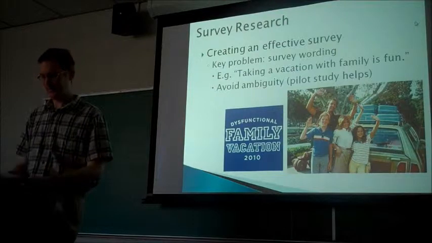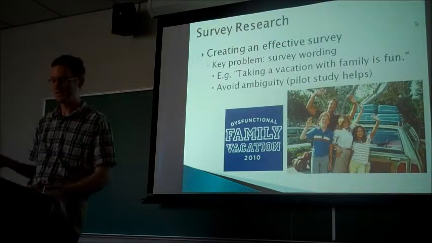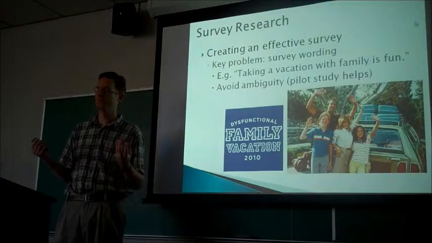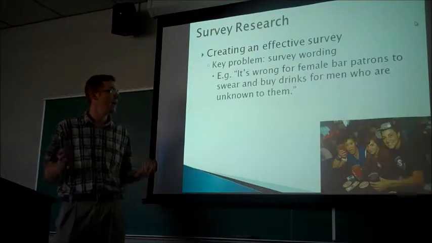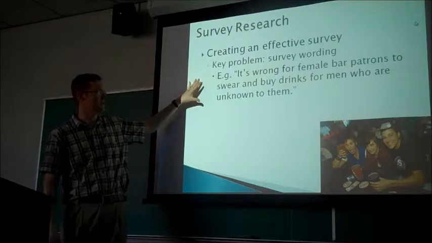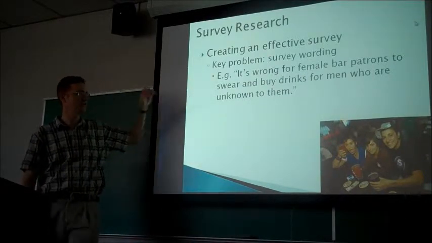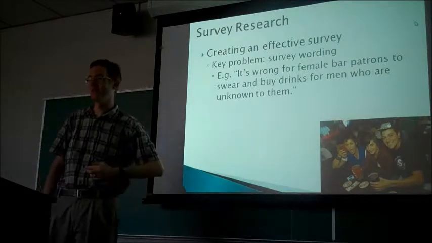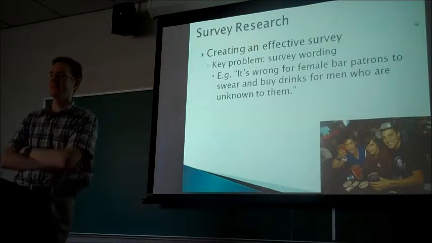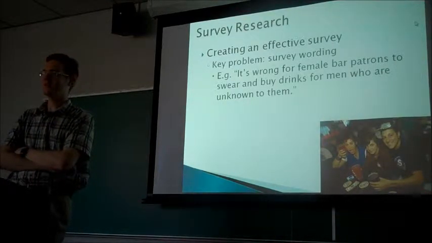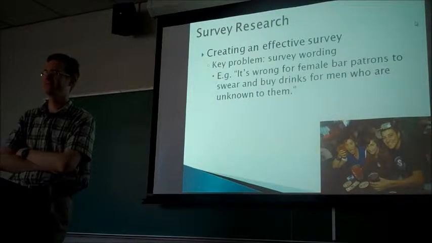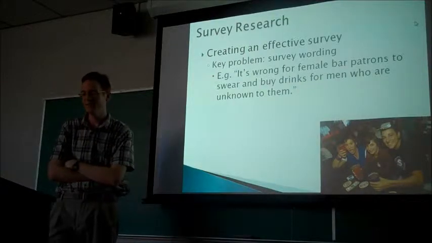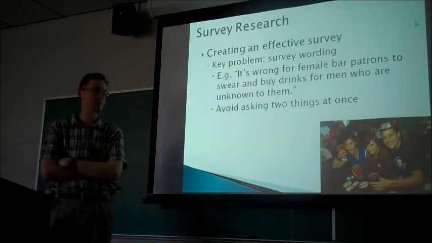And let's take a look at another example. So let's say you are studying conceptions of gender roles, right? And you have this question on your survey, agree or disagree. It's wrong for female bar patrons to swear and buy drinks for men who are unknown to them. Right? So any idea what might be wrong with this question? It's asking two things. Yeah, that's right on. So it's asking two things at once.